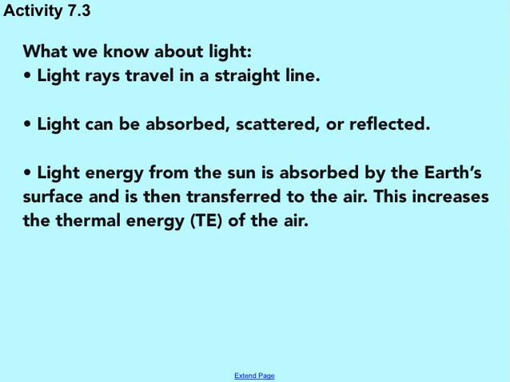We also know that light energy from the sun is responsible for heating our atmosphere indirectly, because that light energy is absorbed by the Earth's surface, then through conduction that heat's transferred to the atmosphere, and then when that part of the atmosphere that's in contact with the Earth heats up, then we have convection taking place. So all this increases the thermal energy of the air.